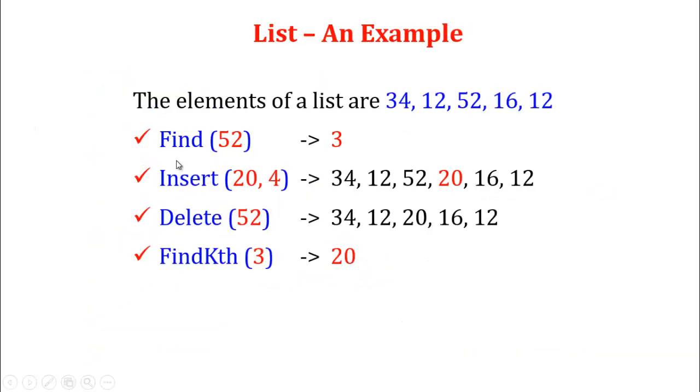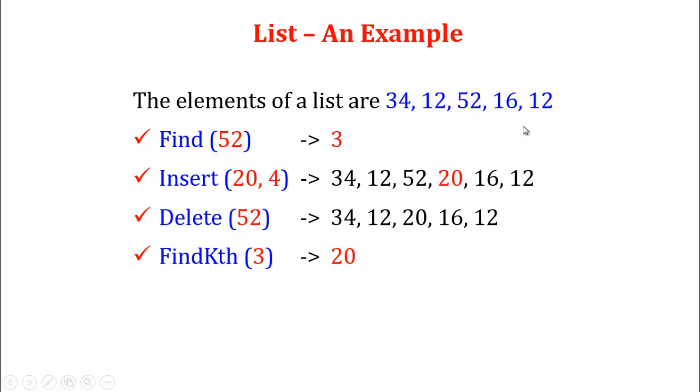Find means find 52. They are going to find whether the specified element is present in the list or not. If present, they are going to show the position, that is called the index position of the list. This is called the first position, second position, third, 4, 5, like this it goes on. The list is printed starting from the value 1, 2, 3, 4. So the third position is 52.